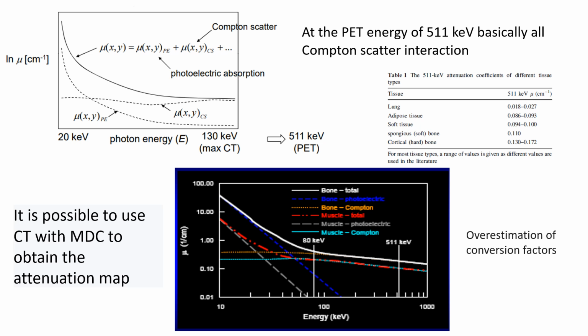In PET-CT modality, we can also use a contrast medium to improve the quality of the CT component, but in this case there could be an overestimation of the conversion factors, and some authors suggest not to use the contrast-enhanced CT to correct for attenuation.